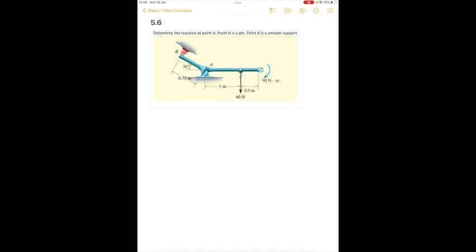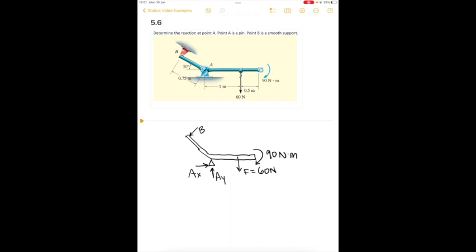In our second 2D example, we have a lever, and so we'll draw that lever. And we see that there's one external force, I'll call that F, equal to 60 newtons, and there's a couple moment with a magnitude of 90 newton meters. And then we see that there's a pin at point A, which means we have both X and Y components to the reaction, and we have a smooth support at point B.